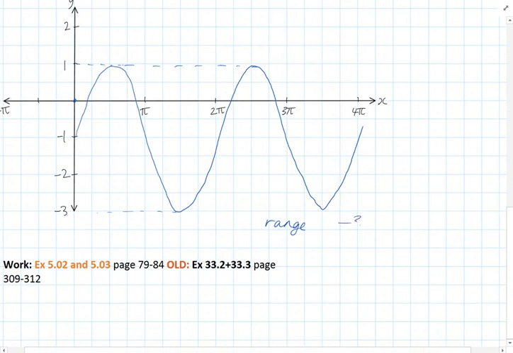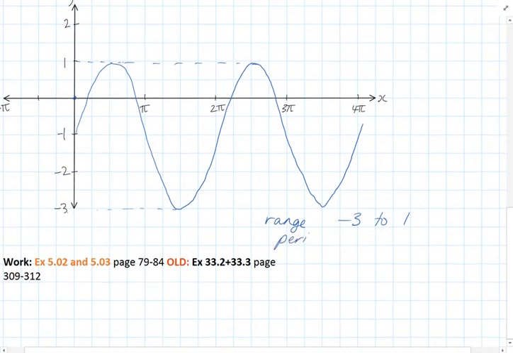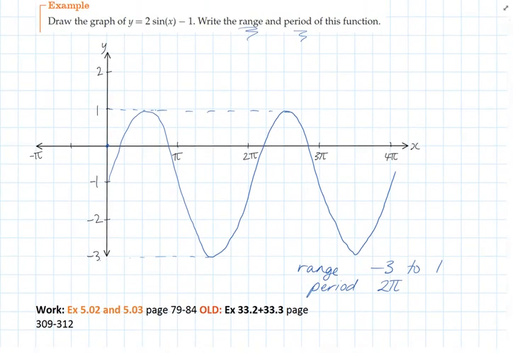is from -3 to +1 on the y-axis, and its period remains unchanged because it just has the same period as a normal sine graph. So it still has a period of 2 pi, and that's what that question is essentially asking. So I know some of you won't be able to do this on a piece of paper, but that's the thought process that you're going to be going through before you put pen to paper.